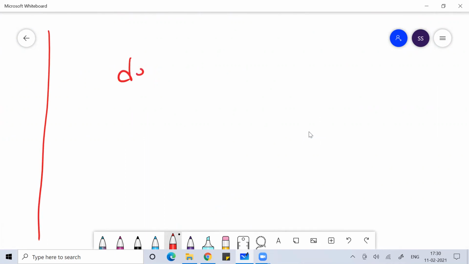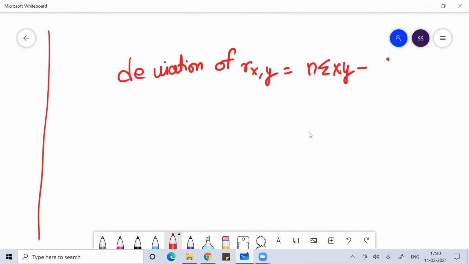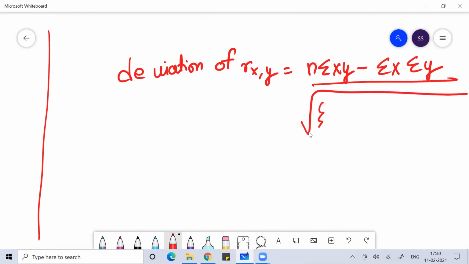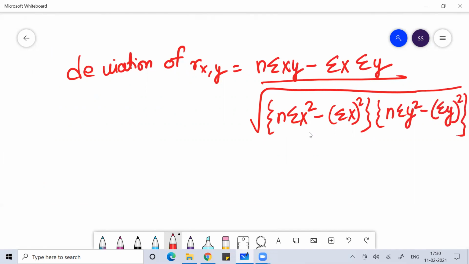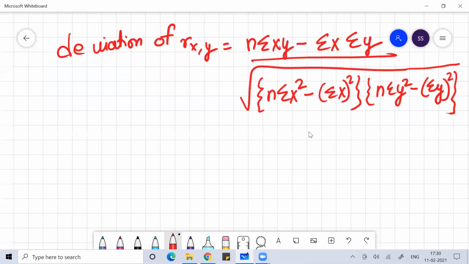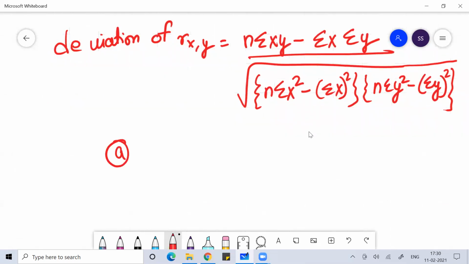So first, derivation of the formula: rxy is equal to n summation of xy minus summation of x into summation of y, divided by square root of n summation of x square minus summation of x whole square, then n summation of y square minus summation of y whole square. So now I want to derive this formula. How will I derive this formula? If I talk about derivation of this formula, you know this formula.